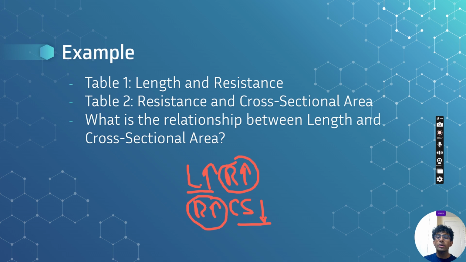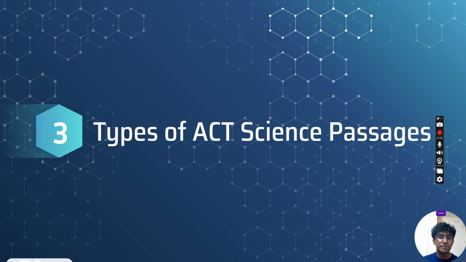So we see here, we can apply and say that it's length increasing as cross-sectional area decreasing, meaning it's an inversely proportional relationship, because as one variable increases, the other decreases. So you'll see that sometimes on the ACT Science section as well.